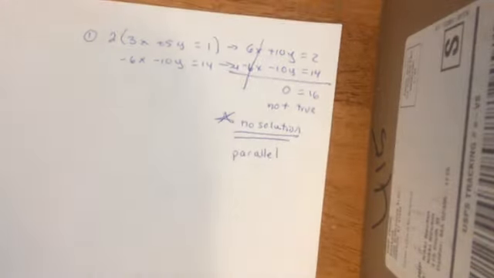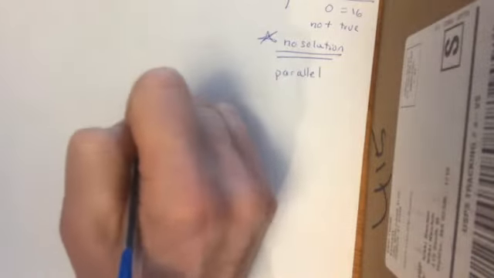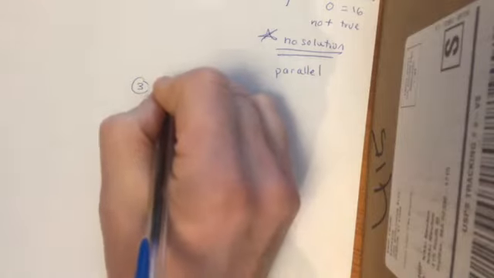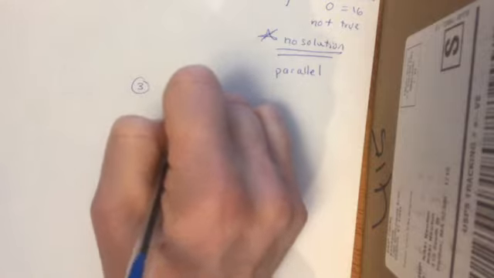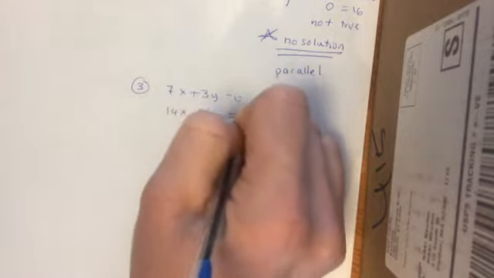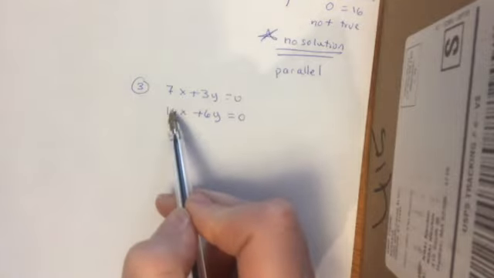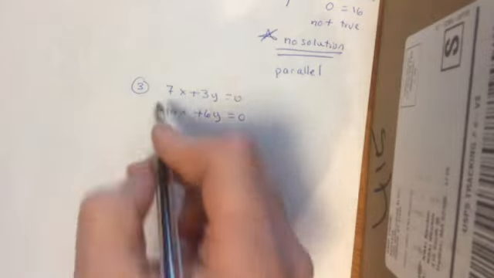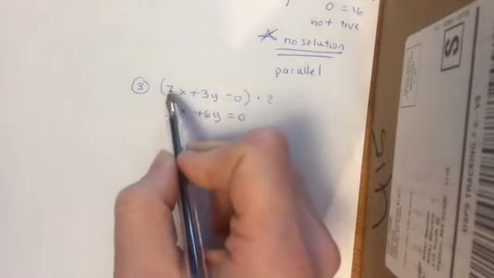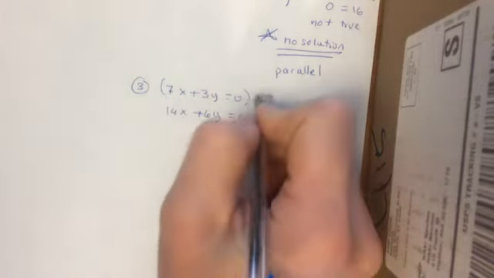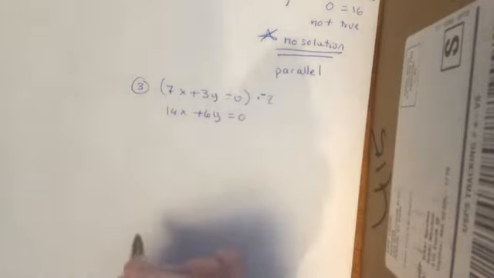Right, and for my next example, I'm going to do number 3 from the same worksheet. I have 7x plus 3y equals 0 and 14x plus 6y equals 0. I look at 7 and 14, and I think they have a common multiple of 14. If I multiply this by 2, I get 14. Is that what I want? 14 plus 14 is 28, not quite. So I'm going to multiply by -2, and that will give me a -14 and a +14.